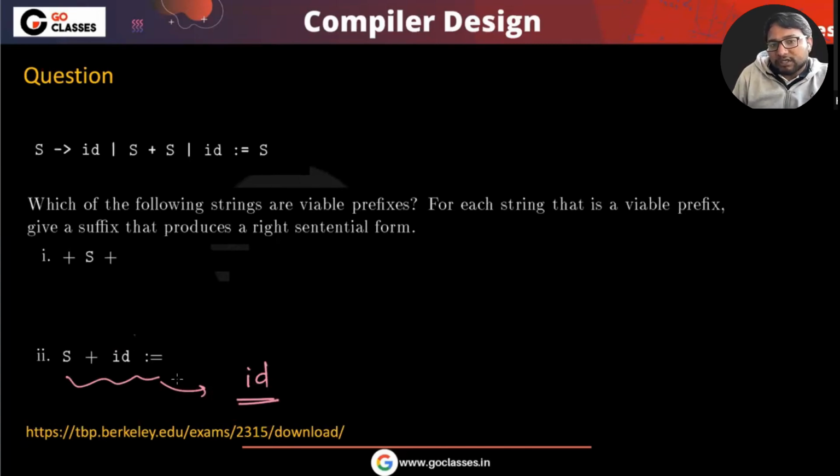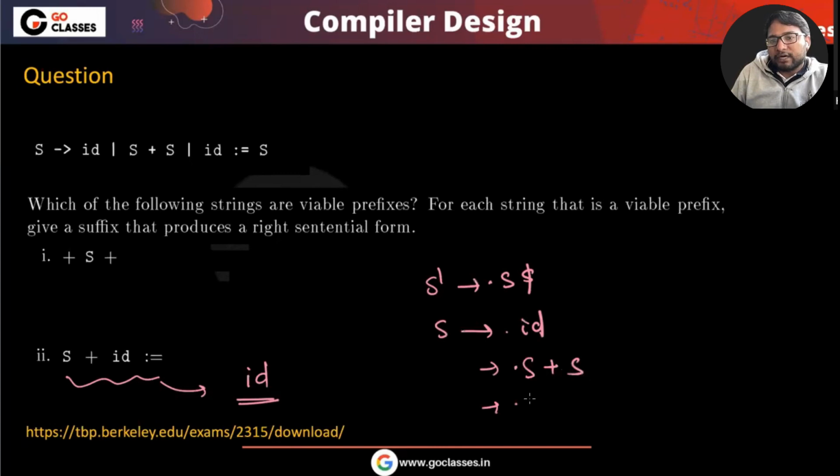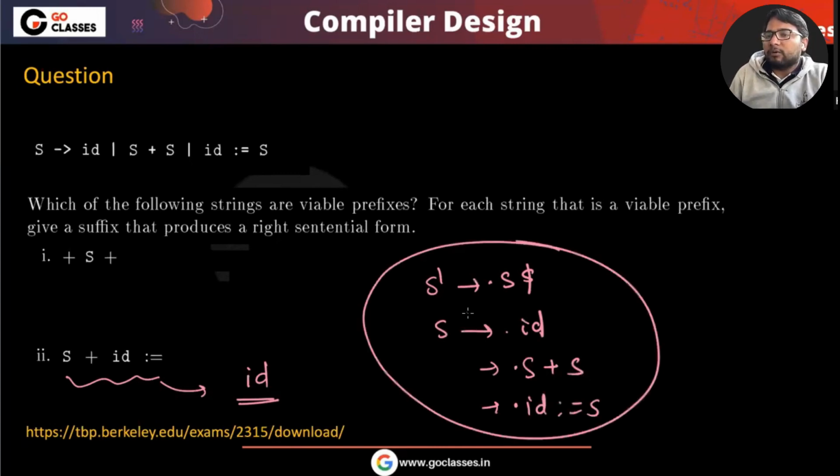Which means, can this appear on the stack? Do you think it can appear on the stack? See, what is the way to check a viable prefix? You can definitely draw the DFA, but this is a long way. You can draw the DFA and check whether it is leading to a valid state or not. What could be the other way? You just check whether, if you append something, maybe ID, it reaches the start symbol. If yes, then it can appear on the stack.